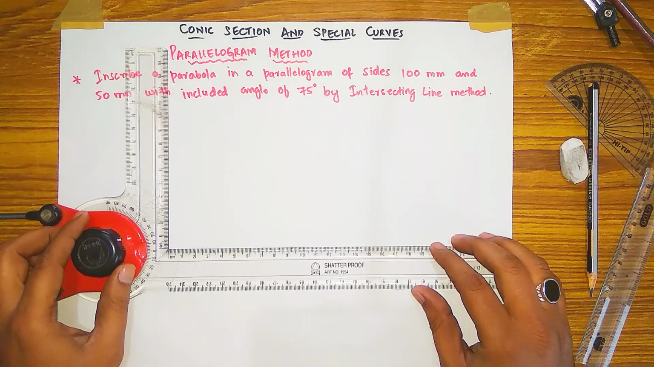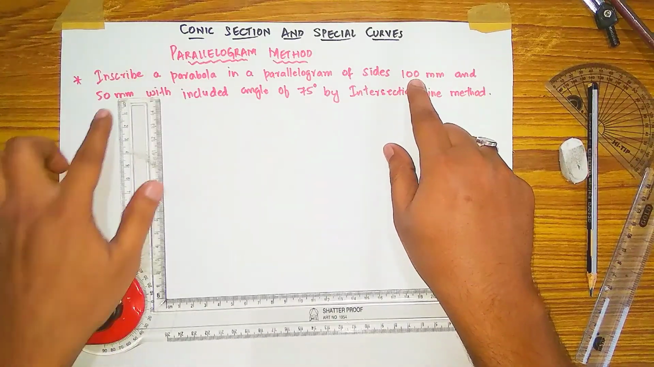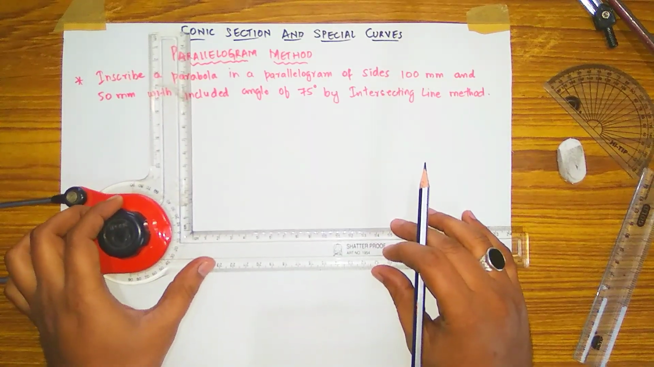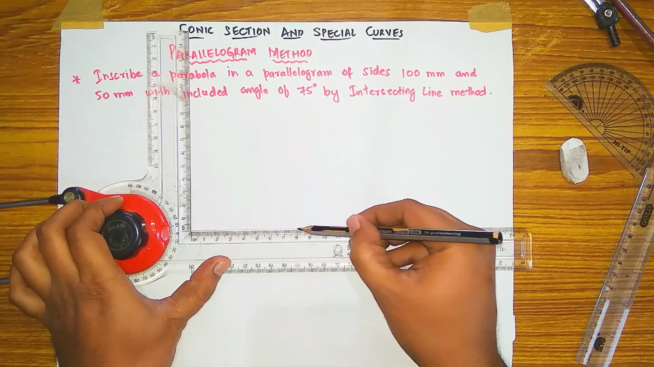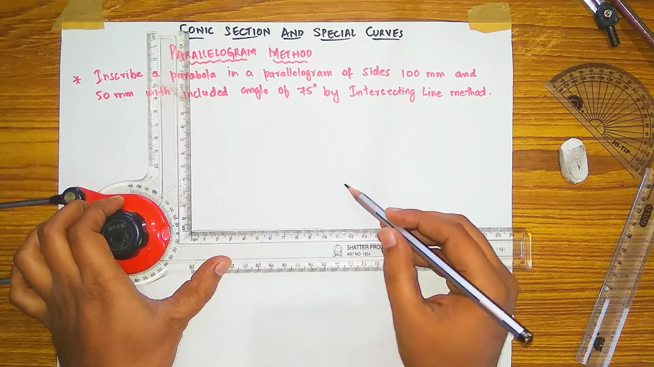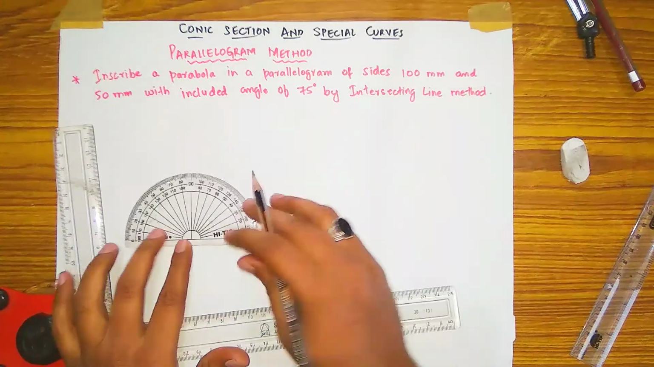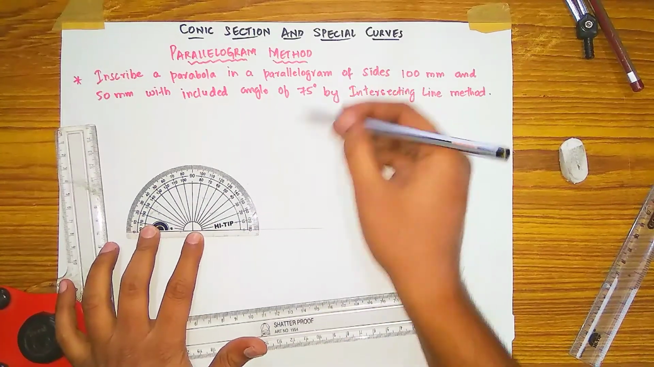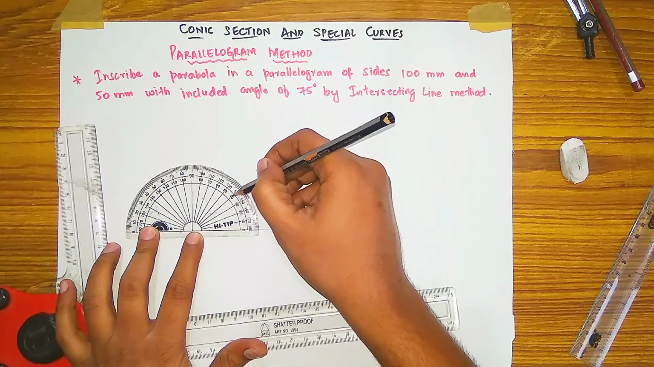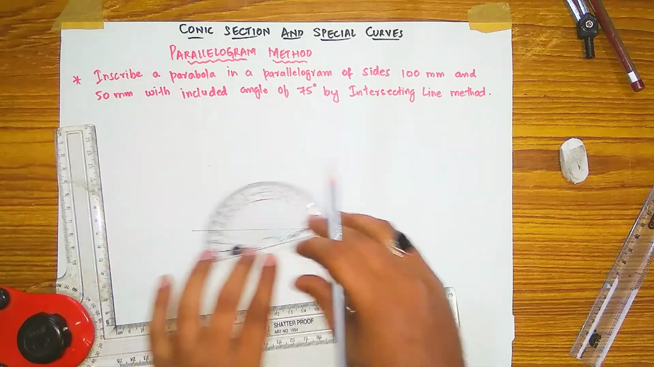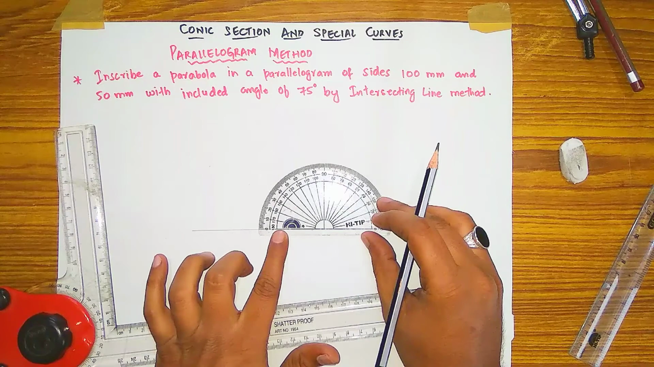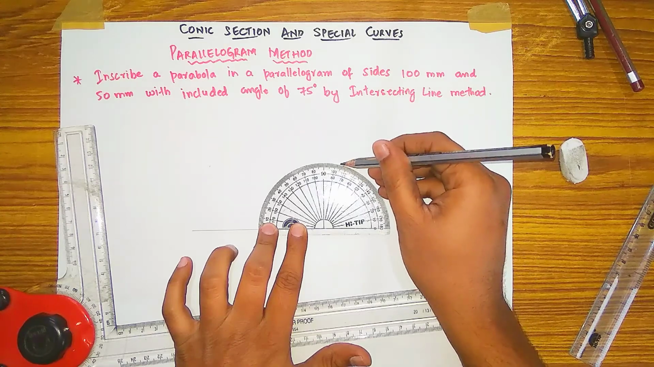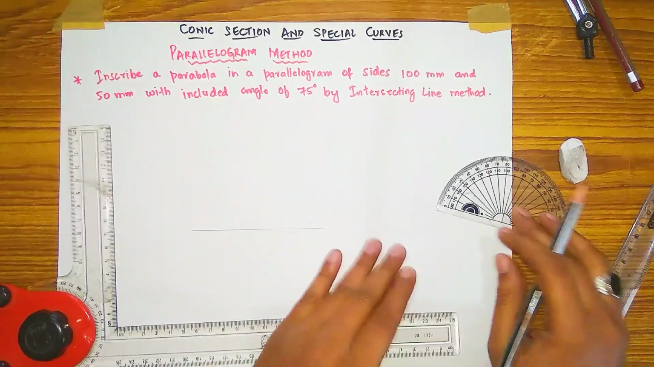So how to do it, I will show you. The sides are 100 and 50. First you have to construct a parallelogram. The side is 100 mm, so draw 10 centimeters. Then take your protractor, keep it on one end, and take the 75 degree angle: 10, 20, 30, 40, 50, 60, 70, 75. Put a dot. Follow the same process at the other end of the line, keeping the protractor at 75 degrees, and put a dot.